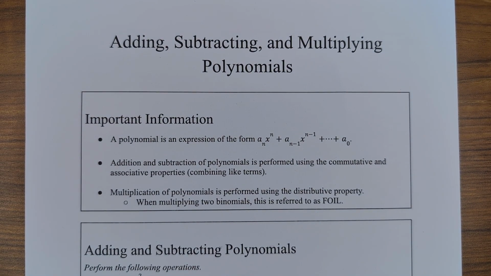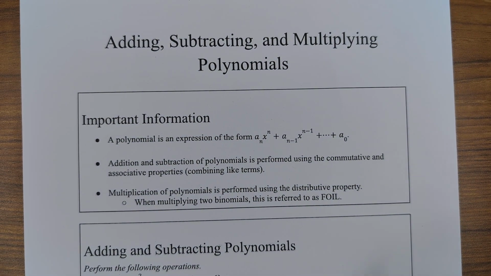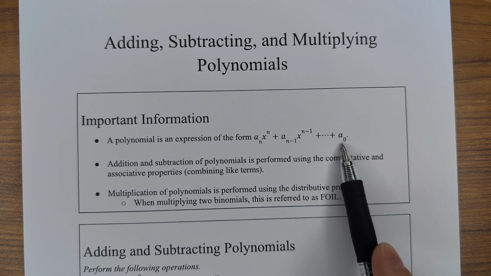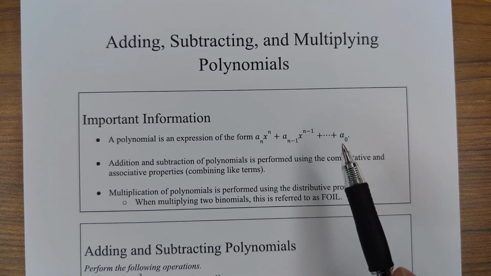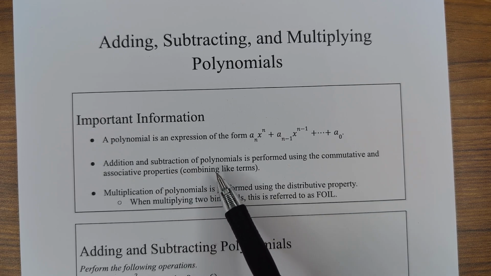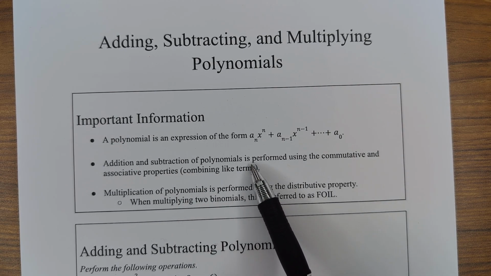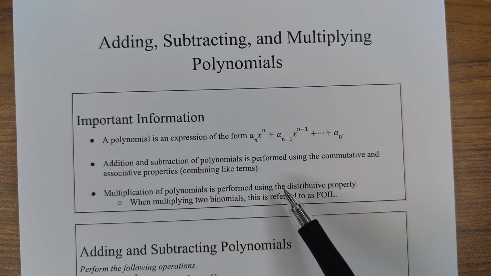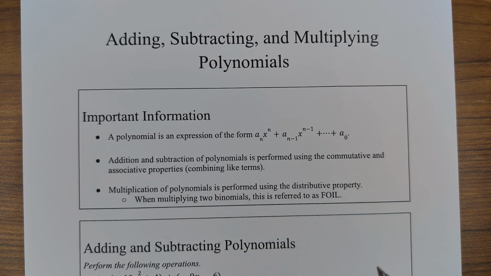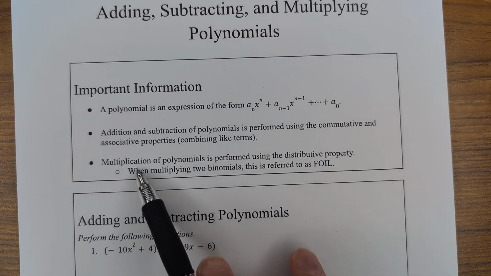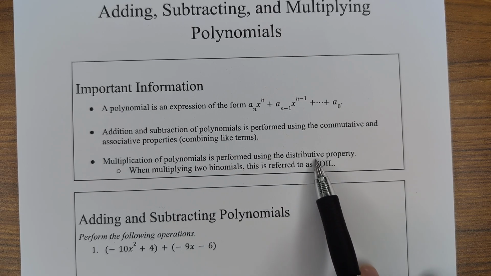All right, so we got the notes for adding, subtracting, and multiplying polynomials. So polynomials are anything just written as powers of x. Quadratics are examples. Addition and subtraction of polynomials is performed using the commutative and associative properties. So it's just a fancy way of saying combining like terms. And then multiplication of polynomials is done with the distributive property.